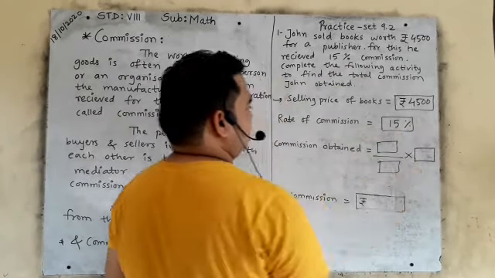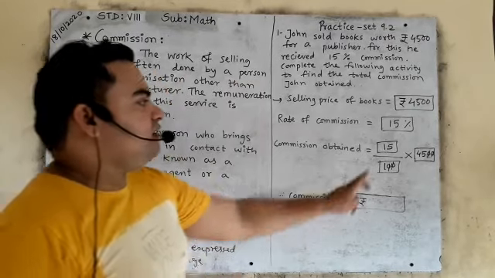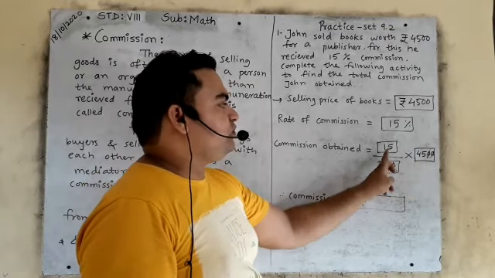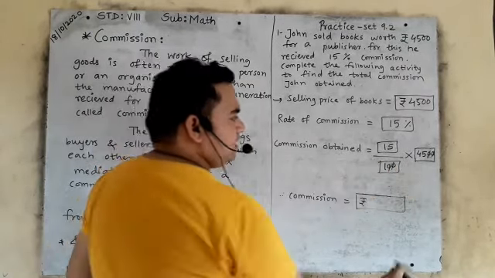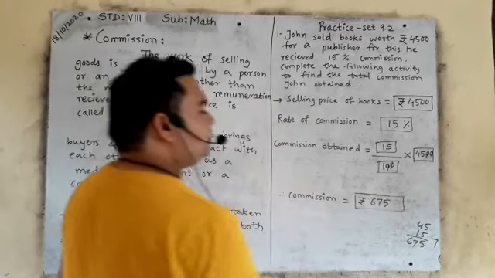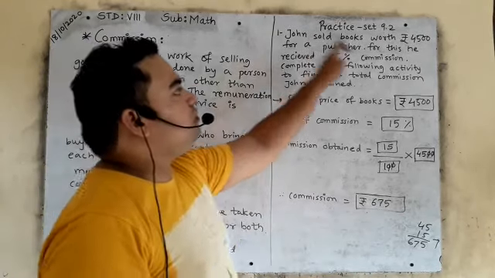That is 4,500. So you can cancel this. See, this 20 will cancel this 20, right? So what remains? 15 and 45. So 15 and 45 you will multiply. 15 fives are 75, 15 fours are 60, and 7 carried makes 67. So rupees 675 will be the commission John will receive.